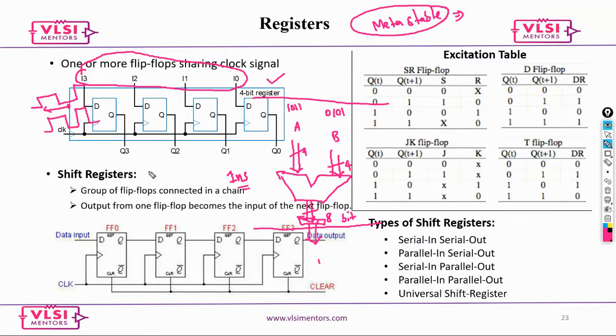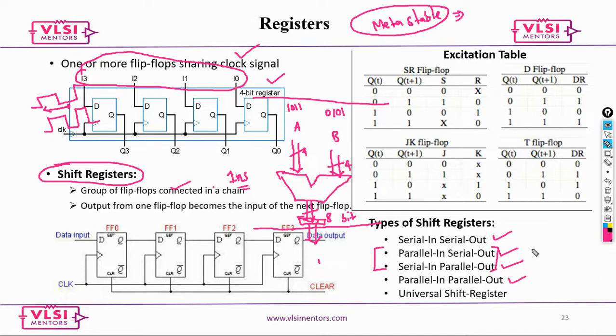Now moving on to the next thing, called a shift register. It is basically a group of flip flops connected in a chain. What we saw is parallel in, parallel out, but you have different types of registers. Say, for example, you have serial in, serial out, parallel in, serial out, and serial in, parallel out.